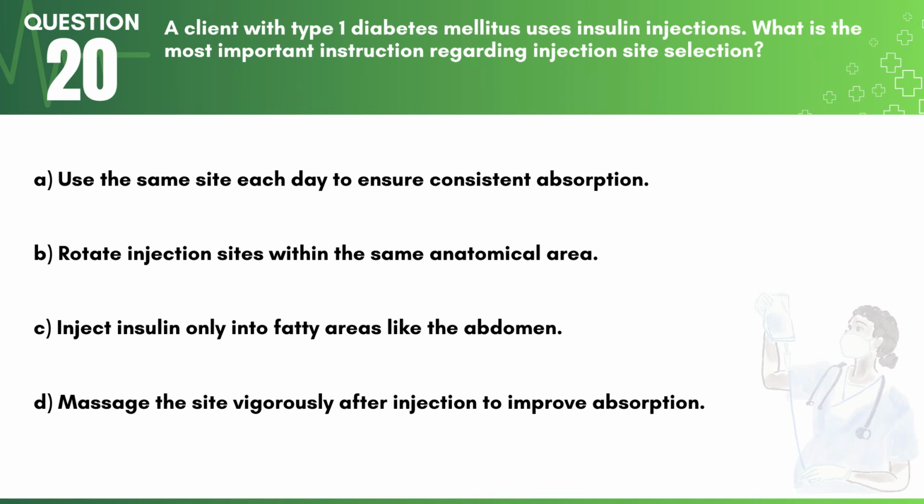Question 20. A client with type 1 diabetes mellitus uses insulin injections. What is the most important instruction regarding injection site selection? A. Use the same site each day to ensure consistent absorption. B. Rotate injection sites within the same anatomical area. C. Inject insulin only into fatty areas like the abdomen. D. Massage the site vigorously after injection to improve absorption.